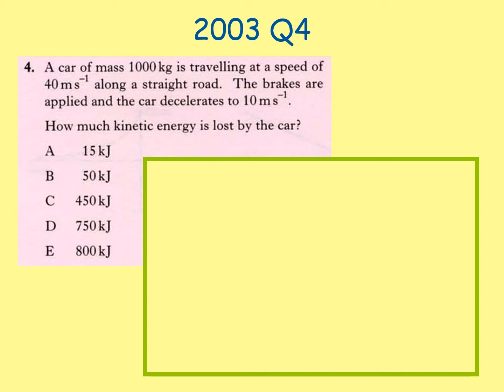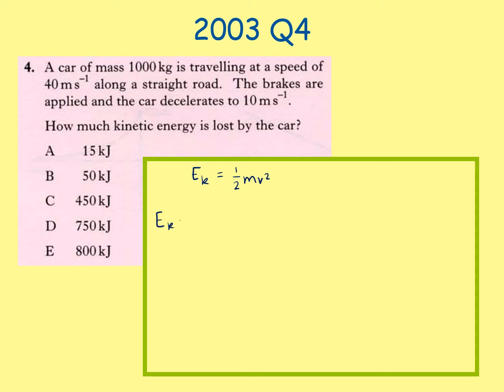A car of mass 1,000 kilograms is travelling at a speed of 40 meters per second along a straight road. The brakes are applied and the car decelerates to 10 meters per second. How much kinetic energy is lost by the car? Well, we know we need to use our kinetic energy equation for this, so EK equals a half mv squared. To calculate how much kinetic energy is lost by the car, we want to calculate its kinetic energy when it's going at 40 meters per second and calculate its kinetic energy when it's going at 10 meters per second, and then take away the second kinetic energy from the first.